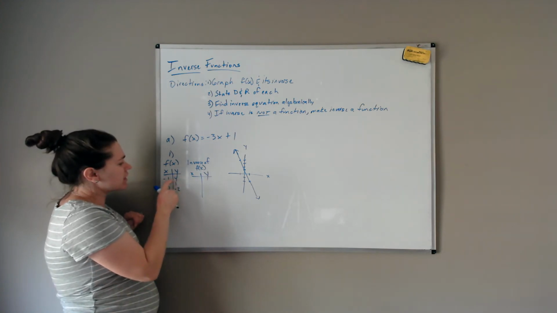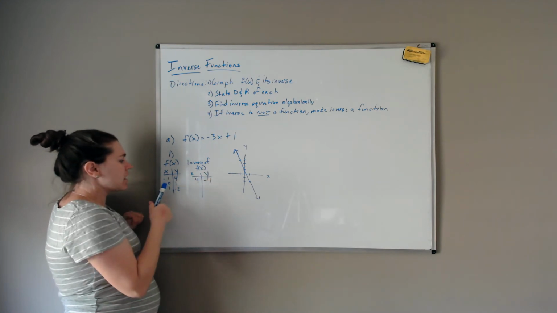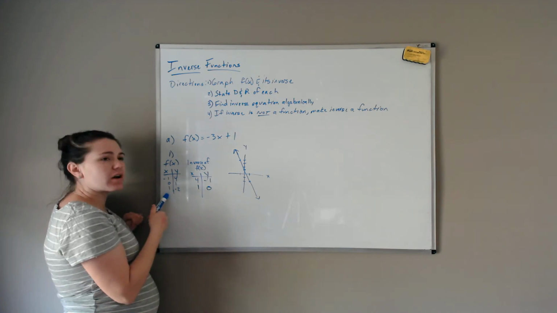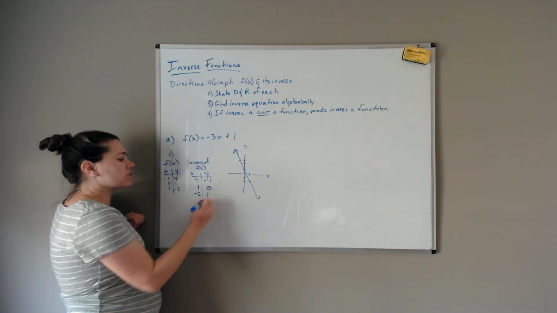So if the point was negative 1, 4, for the inverse, the point is 4, negative 1. If the point on the original was 0, 1, the inverse is 1, 0. If the point on the original was 1, negative 2, okay, this would be negative 2, 1.